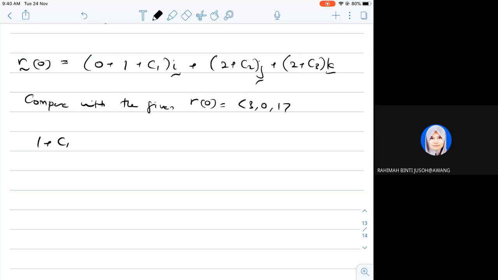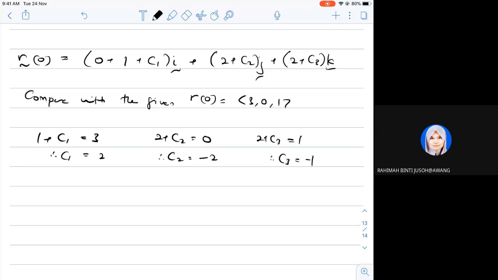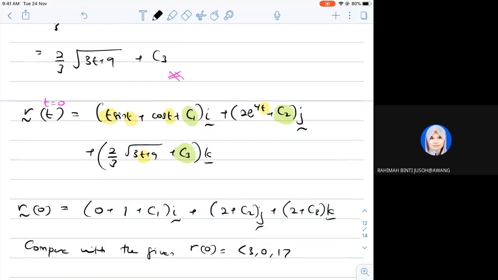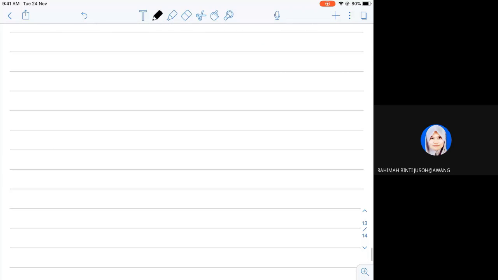So 1 plus C1 is equivalent to 3, therefore C1 equals to 3 minus 1, we get 2. And then 2 plus C2 equals to 0, therefore C2 equals to negative 2. Okay, and then 2 plus C3 equals to 1, therefore C3 equals to 1 minus 2, which is negative 1. So now we can substitute C1, C2, C3 into the r(t). So we get the complete r(t).